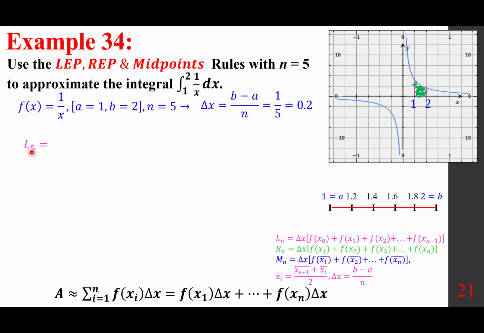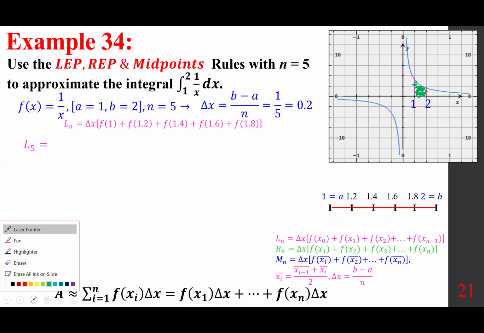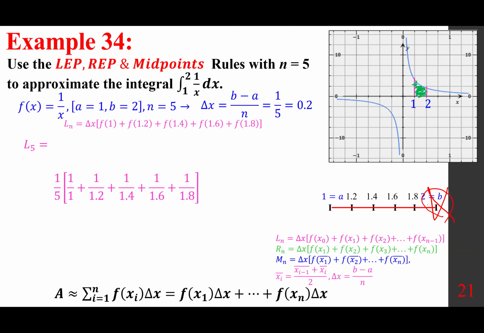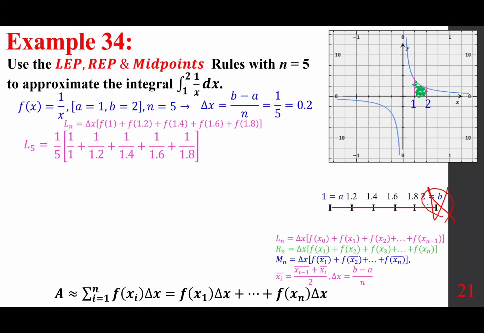So L5, the left endpoints, would be delta x, which is 1/5, times f of 1 plus f of 1.2 plus f of 1.4 plus f of 1.6 plus f of 1.8. For the left endpoints, we don't use the last point, which is considered right.